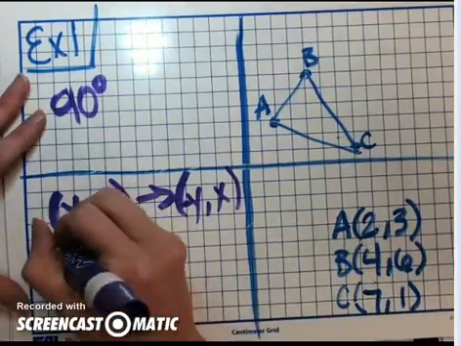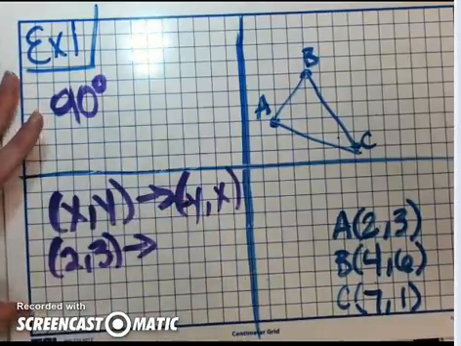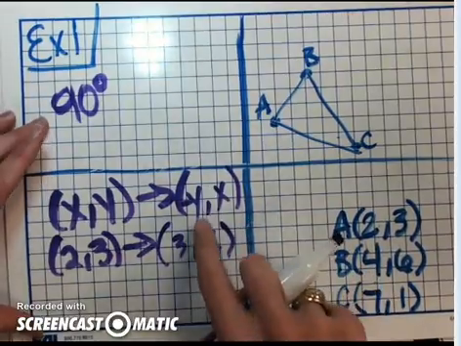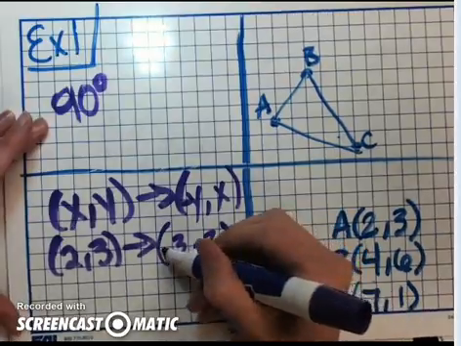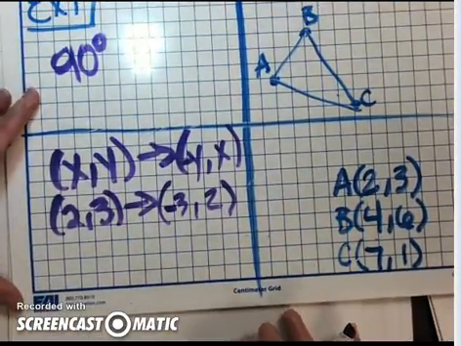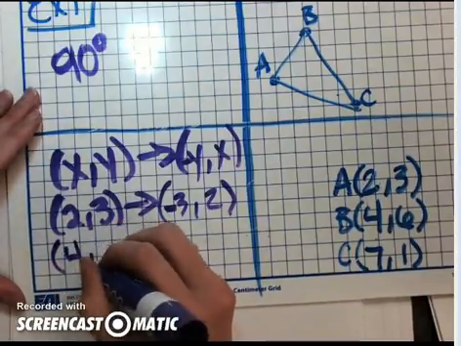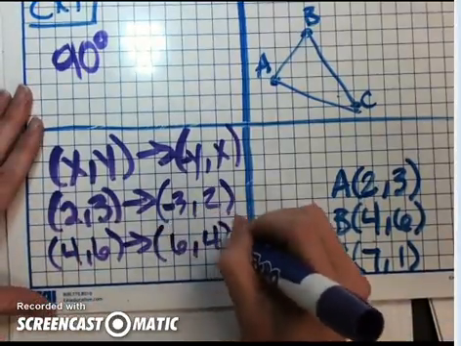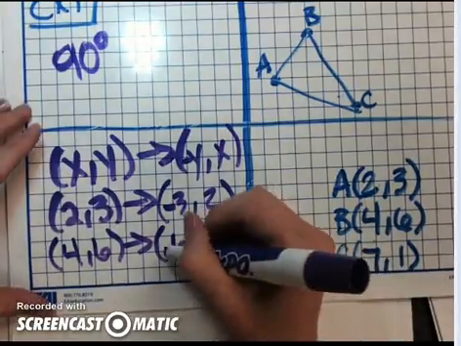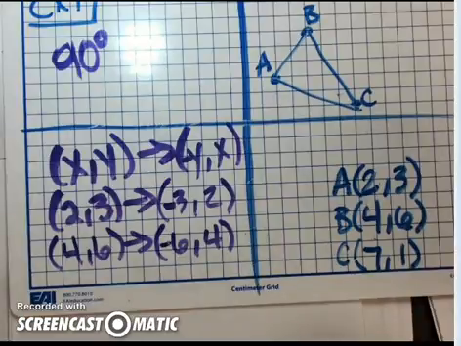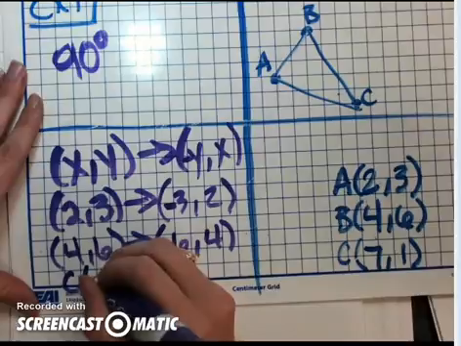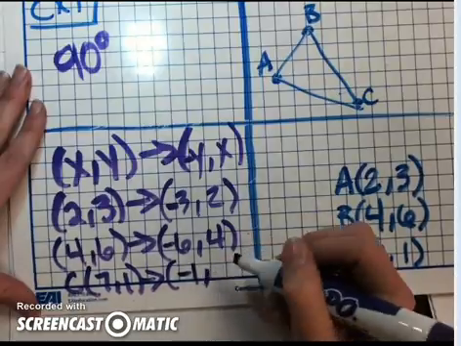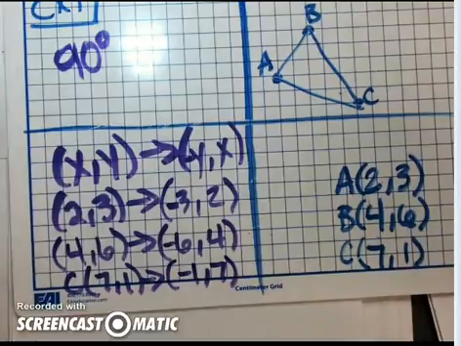If A is at (2, 3), when it undergoes the rotation, I'm going to switch the 2 and 3 and get (3, 2), and then I have to remember to change the sign on the 3, so now it's going to be (-3, 2). I'm going to do the same thing for B. If it's originally at (4, 6), we're going to switch them and get (6, 4), and then you have to remember to change the sign on the 6. So that's going to become (-6, 4). The last one, if C is at (7, 1), that means it's going to become (-1, 7).